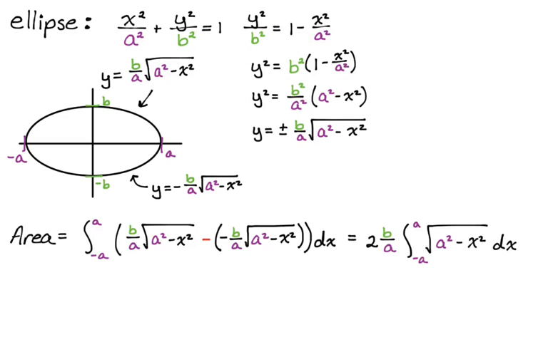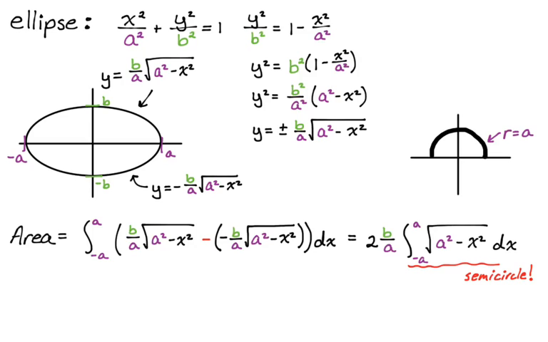And this is the key point. When you look at that definite integral, look at the integrand, it's the square root of a squared minus x squared. That's actually a semicircle. So if our radius is a, I'm trying to find this area, and it's half the area of a circle with a radius of a, so that's just going to be pi a squared over 2.